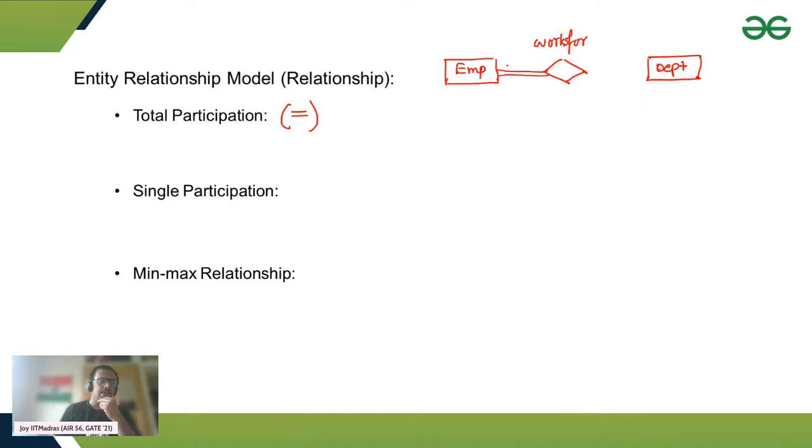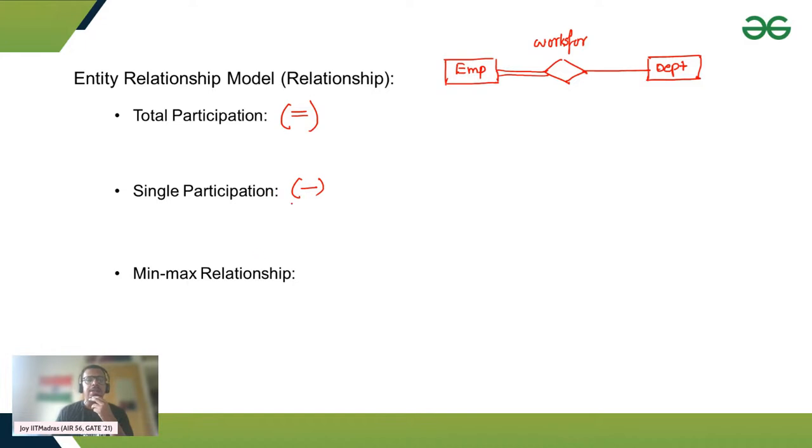And again, we have the single participation. Single participation means maybe some of the entities don't take part in the relationship. That is true for the department. Some of the entities are not taking part. We have the example of D4, which is not taking part in the relationship, right? So for single participation, we typically represent it using a single dash line.